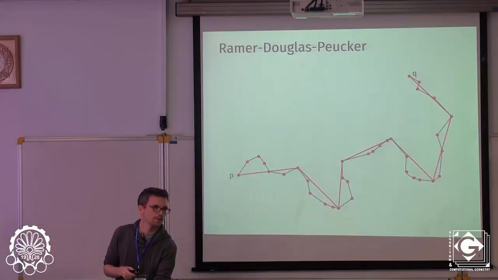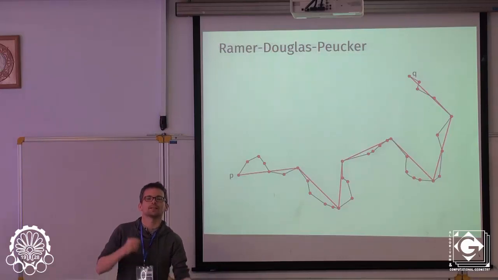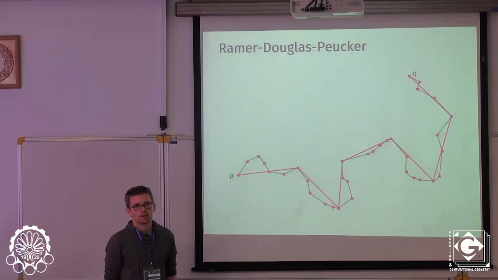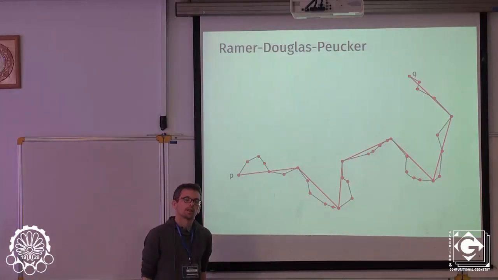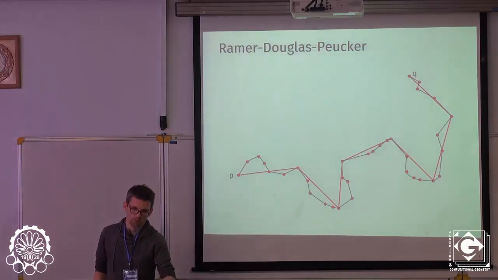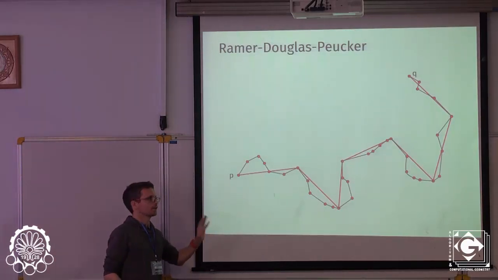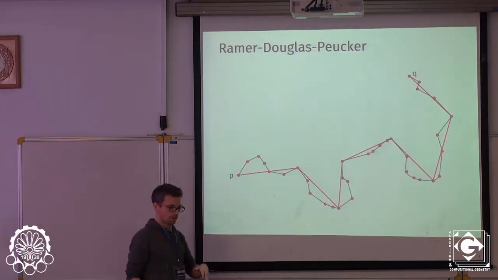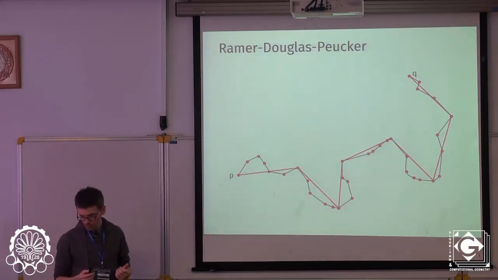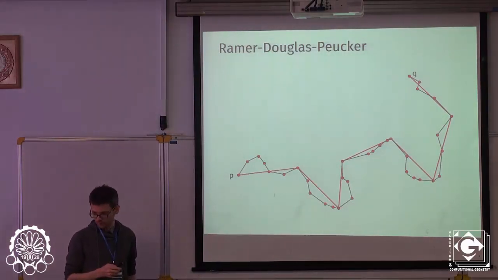Other questions so far? Yes? Douglas-Peucker, the error is not changing monotonically, right? So the error might increase and then decrease and increase again. Yes, yeah. So there's not so much in terms of theory that you can say about this algorithm, but I'm showing it because it's used so frequently, in particular also on trajectory data.